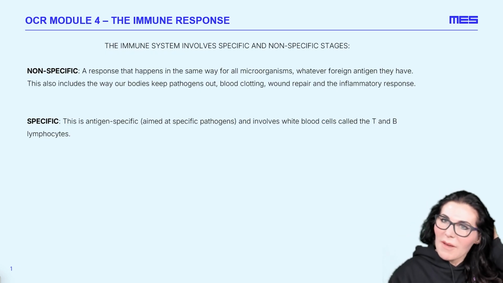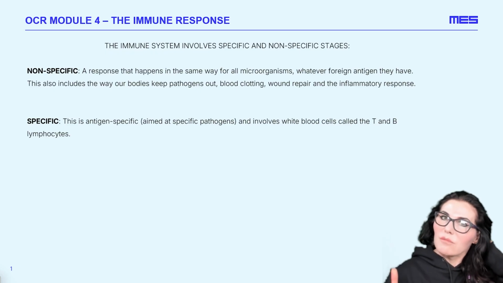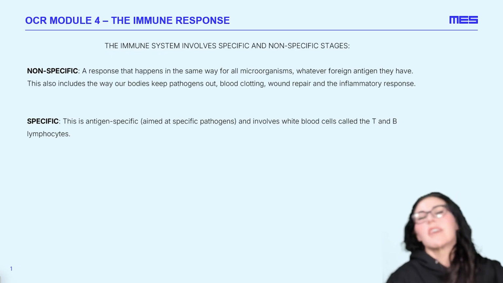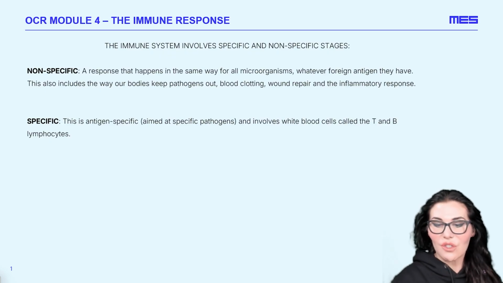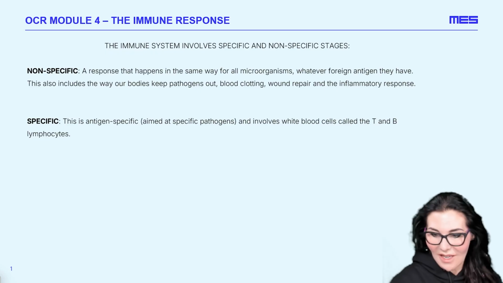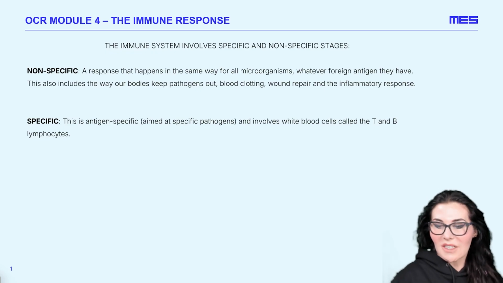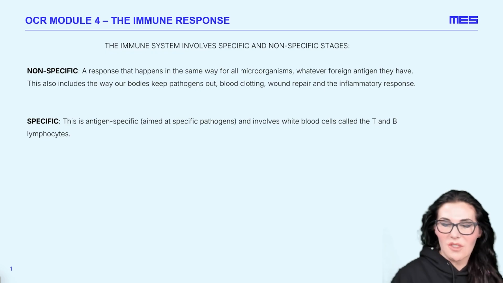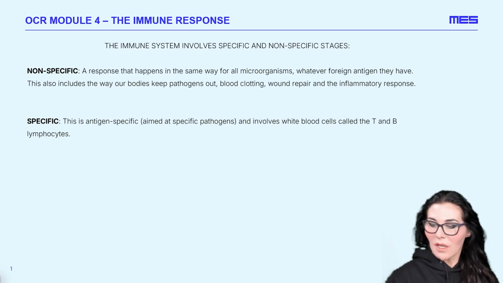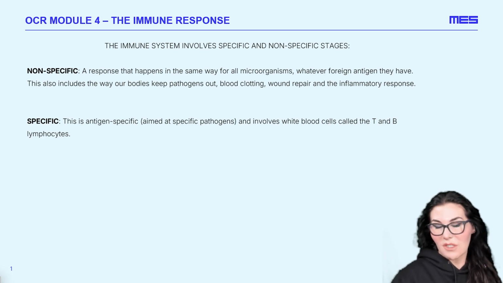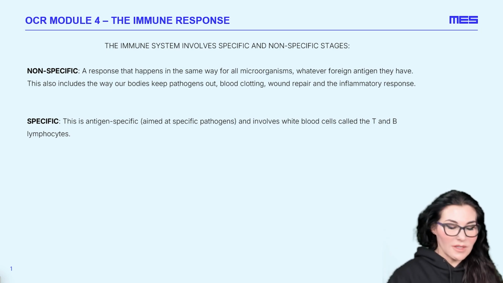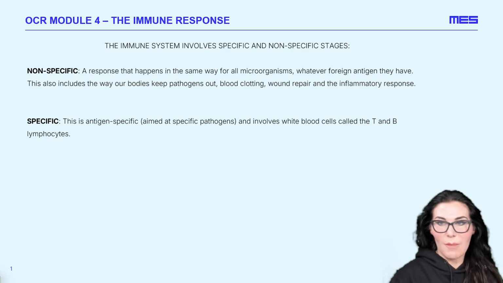Now, I just want to make sure you know that there are two different types of immune responses, or two stages really to our immune response. We have our non-specific stage and we have our specific stage. We're actually going to start with the non-specific stage, but I'm not going into the details of the barrier mechanisms because that's the stuff that's a bit more simple. If you do want me to do a video on that, then make sure to comment below the video after you've watched it, and I'm happy to do an extra video on those barrier mechanisms.